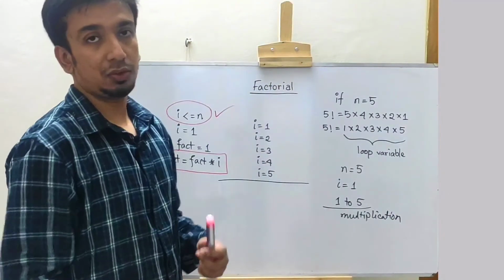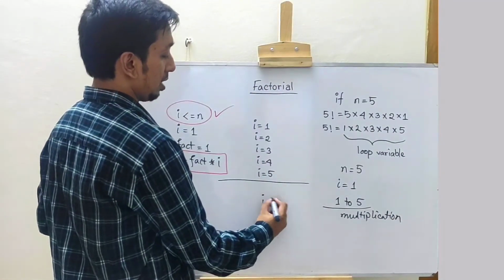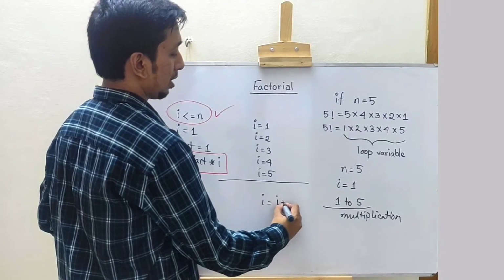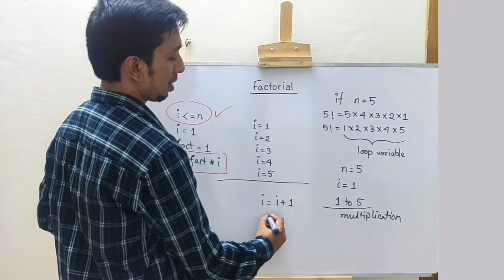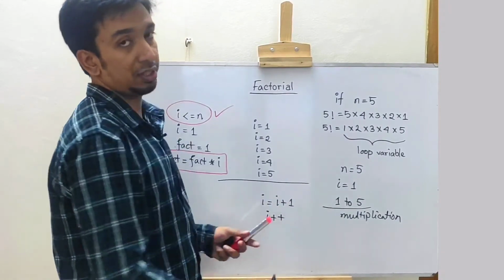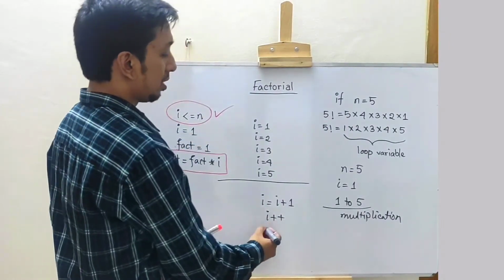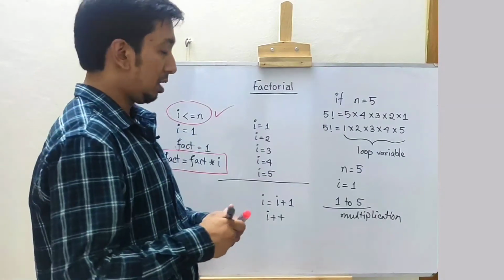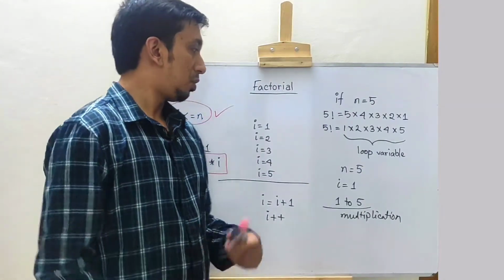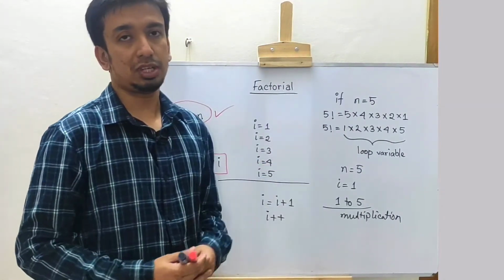To increase the initial value of I, so I is increasing by 1. We can write I plus 1 or you can write I plus plus. Both are correct. So here I is increasing by 1. Now we have to show the C program by using for loop.